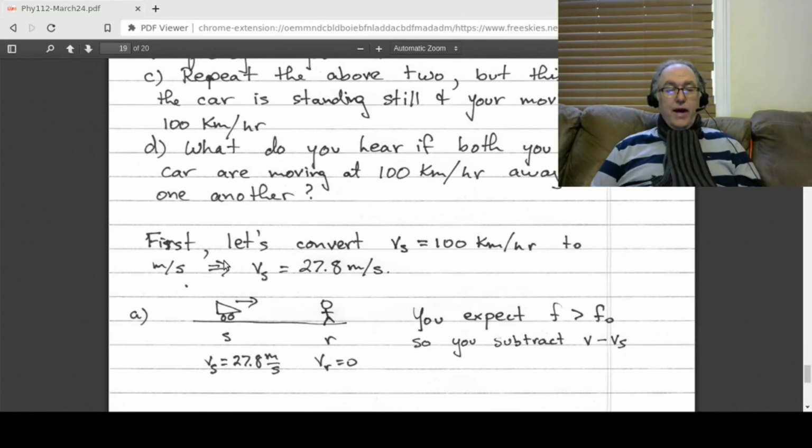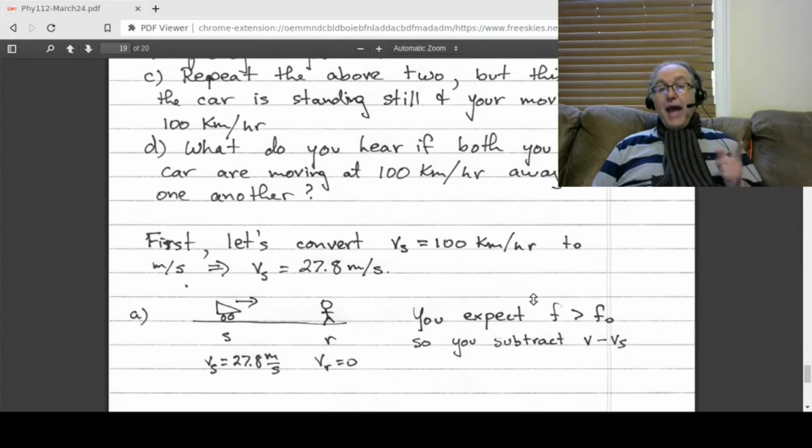All right. So first, let's convert the 100 kilometers per hour into meters per second, because our speed of sound is 340 meters per second, and so we need to work in meters per second. And you remember that was easy, you just divide by 3.6, and so you get that for part A, the car, which is the source, is moving at 27.8 meters per second, rounding off. Okay, and so here's a diagram. You have the source moving at 27.8 meters per second towards the receiver, which is just standing still.